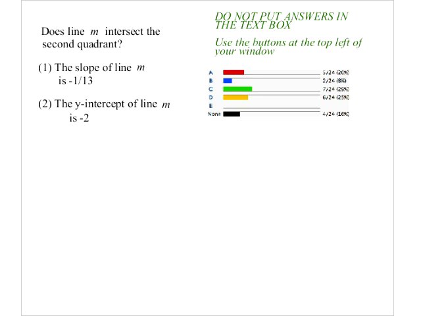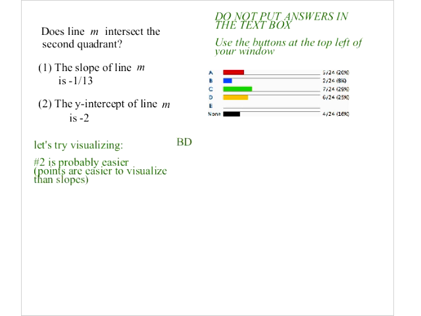Remember, we teach that you should address the easier statement first. Statement 2 is probably easier because it's easier to visualize a point. Points are easier to visualize than slopes. So let's do statement 2 first, and let's use the BD-ACE chart. So the y-intercept of line M is -2. Well, let's draw a picture of that.